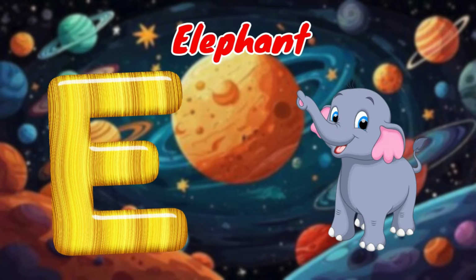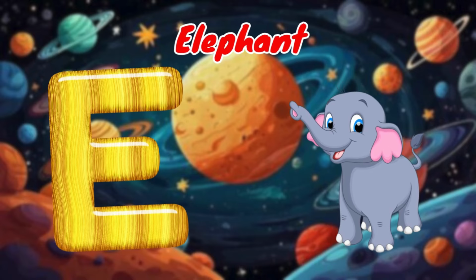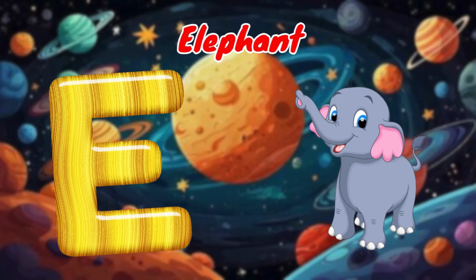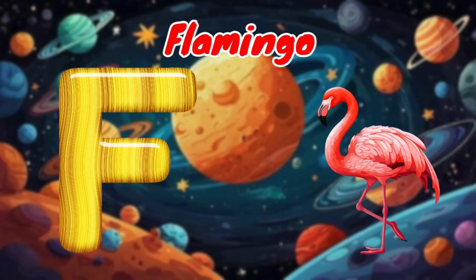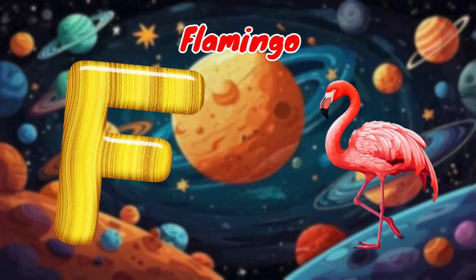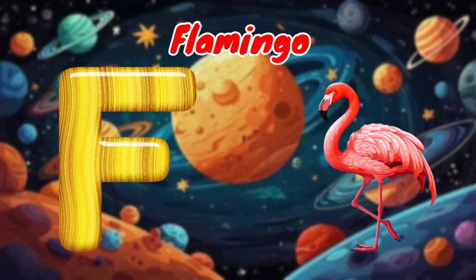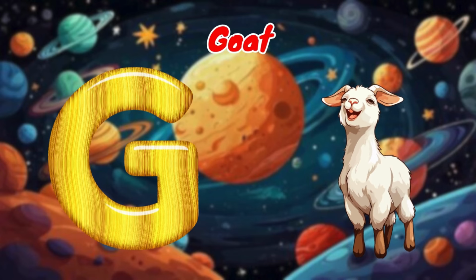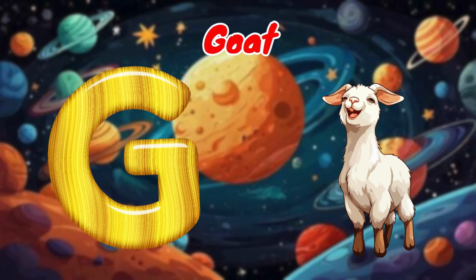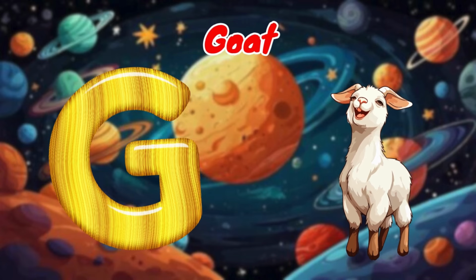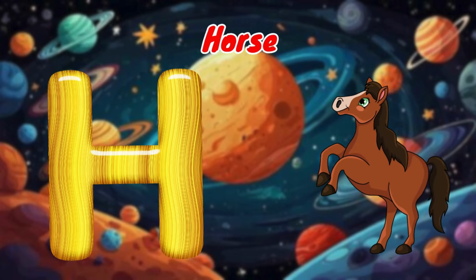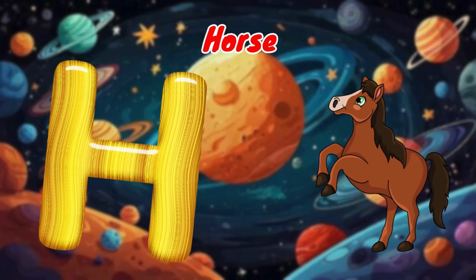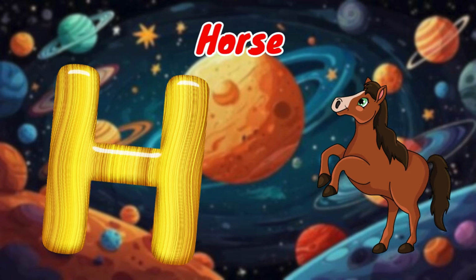E is for elephant. G is for goat. H is for horse.